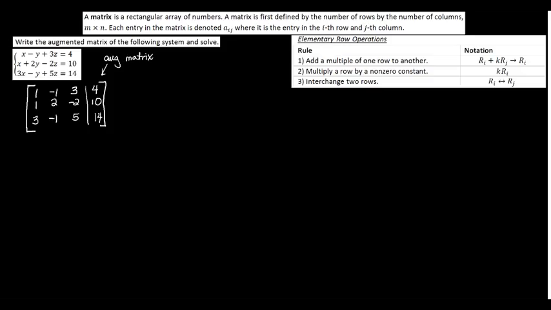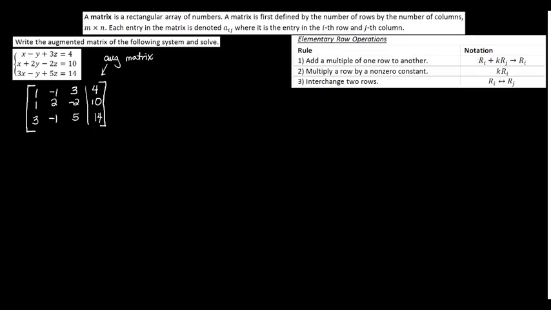To solve a system of equations, we're going to use the elementary row operations as shown here on the right. We can do one of three things in a combination of these. We can add a multiple of one row to another. That's what we're going to be using most of the time. We can multiply a row by something, and we can switch two rows. I'll be using this notation to indicate what operation I do between matrix steps.